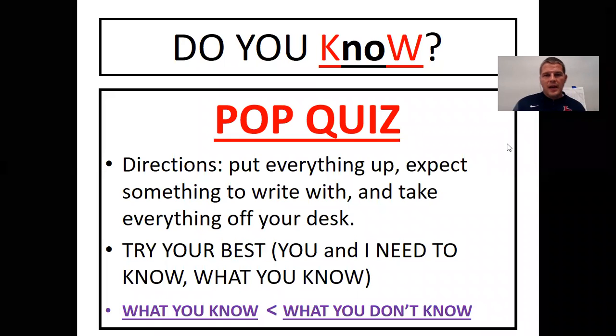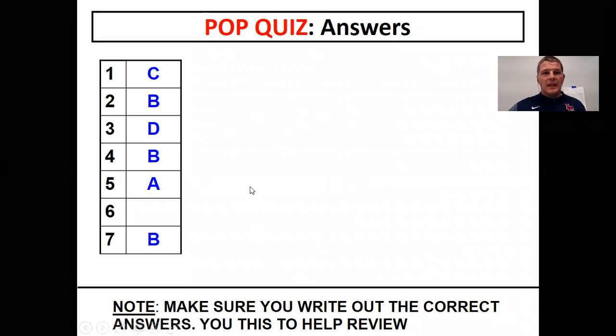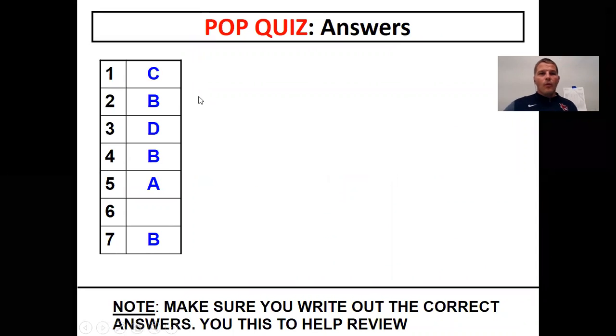All right, guys, so now it's time to go over your pop quiz answers. Some of these we're not going to go over in detail because you've already read about them, and this is to check to see if you have understanding. So as we look at this, every single one, like here, the answer to number one is C. We have B, D, B, A.